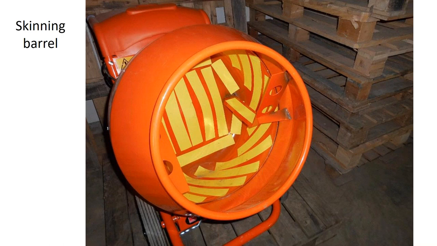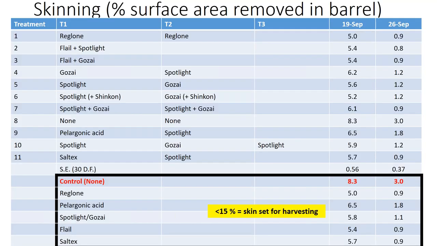So what we've worked through here is a very aggressive skinning barrel. And the next slide, please, will show you what we're trying to achieve in terms of skin set. And of all the numbers that I will put up in this presentation and the one at the end, what we're trying to do is get an average surface area removed of less than 15%.